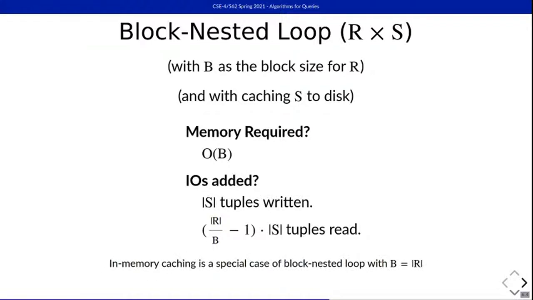You can think of the in-memory caching approach that we discussed earlier as a special case of this, where the block size is the same size as one of the two tables, where we read all of one table in and then just join it against the other.